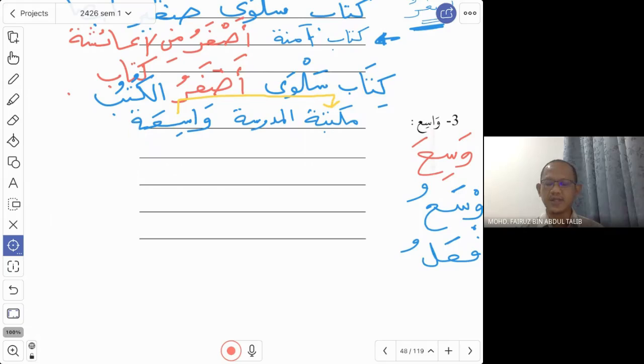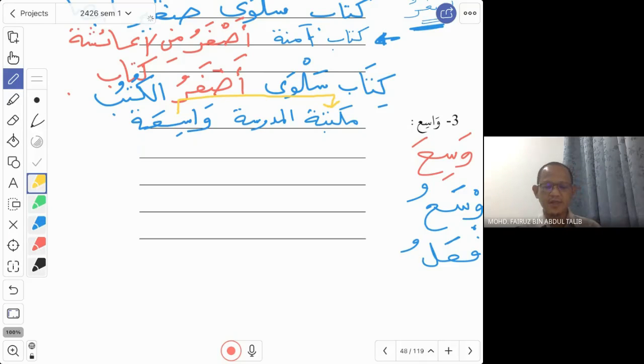So even though the dictionary gives wasi' in the muzakkar form, since in your sentence you are using a muannas word, this is not a problem. You can change it to muannas. All right? So wasi'ah. Now number 2. Now another maktaba, another library. Maktaba madrasah wasi'ah. Now another maktaba.